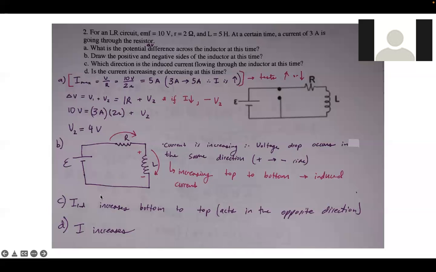Okay. And then part C, which direction is the induced current flowing through the inductor at this time? I induced increases bottom to top, so it acts in the opposite direction as that. And then is the current increasing or decreasing? We kind of proved that in the beginning, it's increasing. So this one's just kind of a definition check.